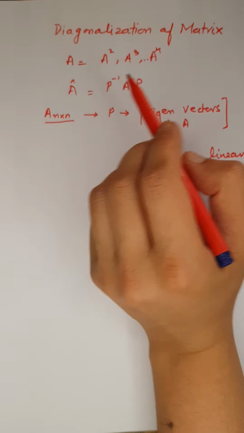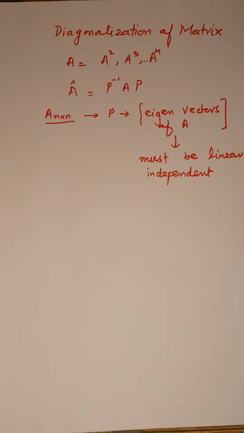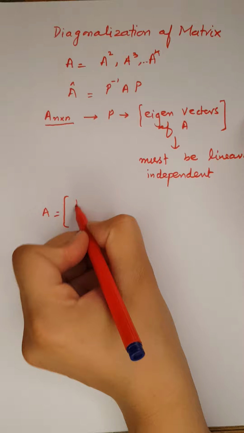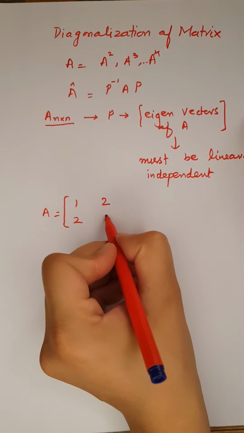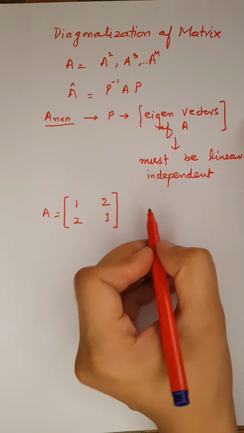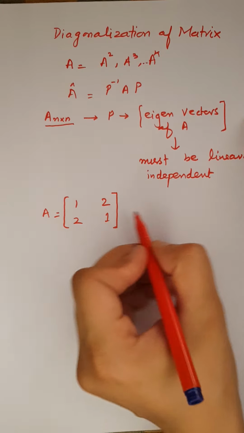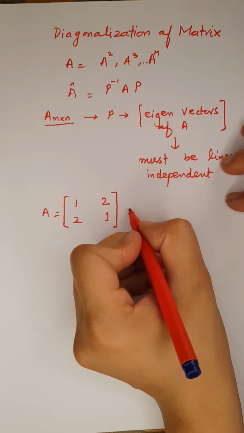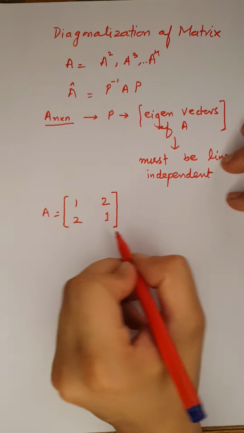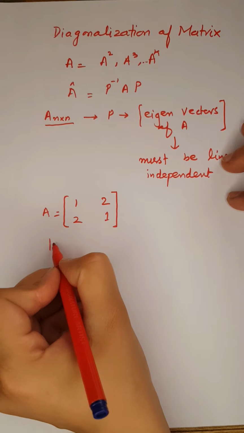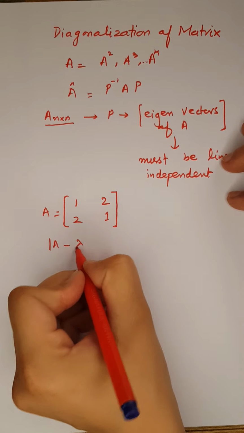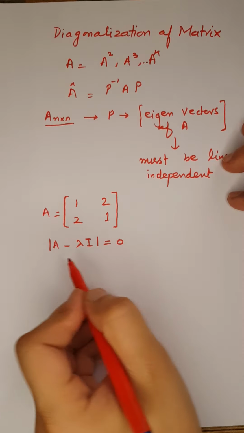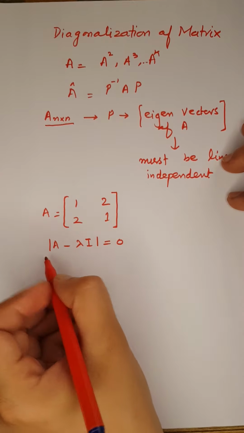Okay, so let's do an example. Let's say you have a matrix A with rows 1 2 and 2 1, and I am interested in diagonalizing this matrix A. What's the first step? First I will determine its eigenvalues and eigenvectors, and the procedure is the same. You determine the characteristic polynomial, which is found using this formula.